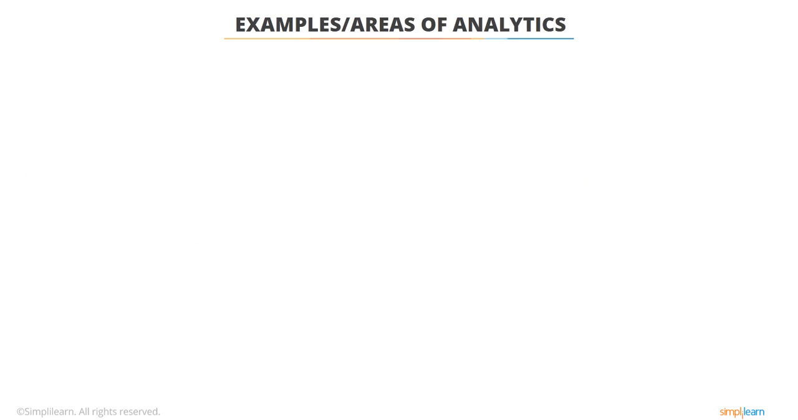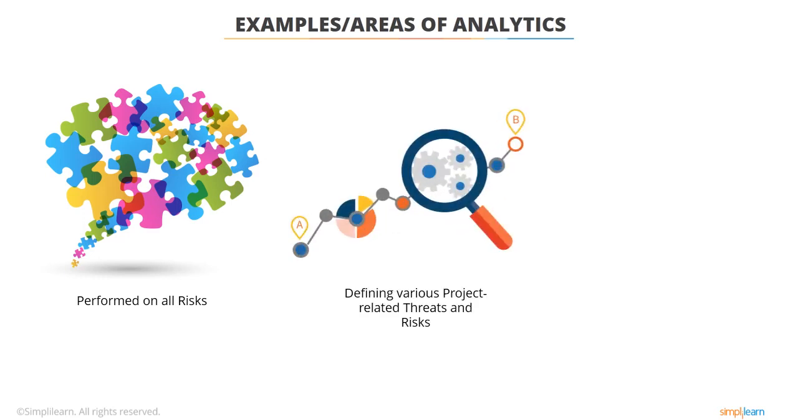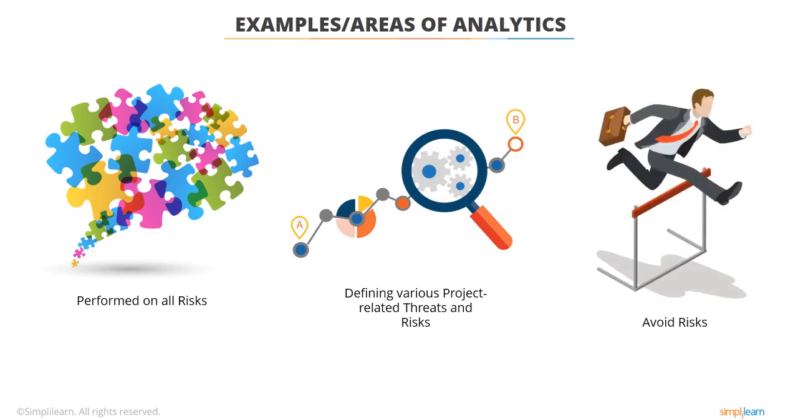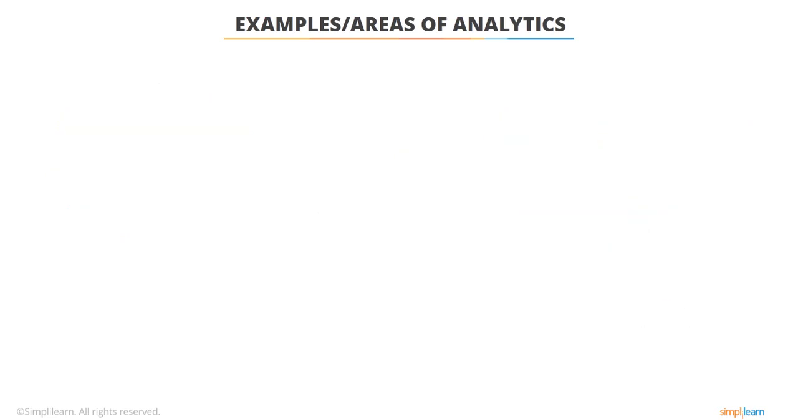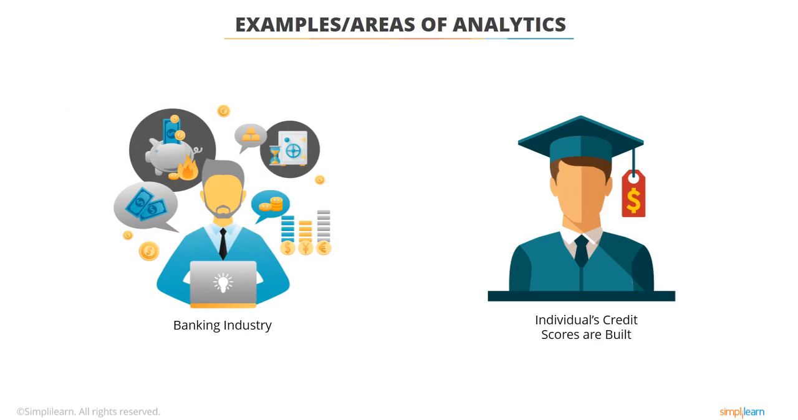Qualitative risk analysis is performed on almost all risks and is not numerically defined. This method involves defining various project-related threats and risks, determining the extent of these risks, and proposing corrective actions in order to avoid the risk. For example, in banking industry, credit scores are built to predict individuals' delinquency behavior and is used to represent the creditworthiness of the individual.